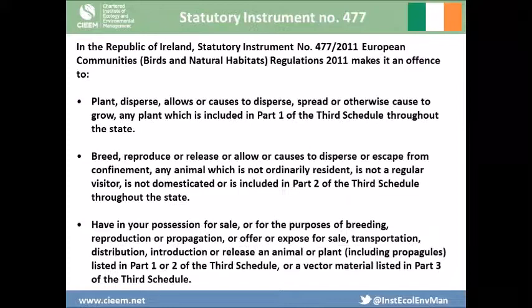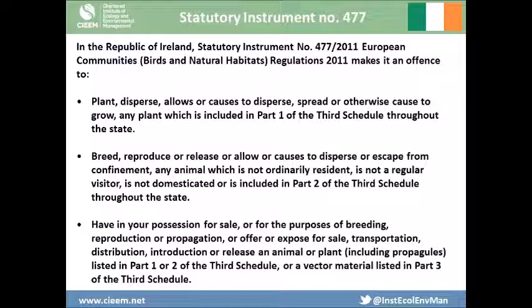In Ireland, the situation is slightly different. And if anything, the regulations are more strict than in the UK. So through statutory instrument number 477, catchy title, there are pretty stringent rules relating to preventing the spread of invasive species. Whereas for plants in the UK, it was plant or otherwise cause to grow, in the Republic of Ireland, it's plant, disperse, allow, or cause to disperse, spread, or otherwise cause to grow any plant included in part one of the third schedule, so that's their version of Schedule 9, throughout the state. So they're not even just restricting it to the wild, it's anywhere in the Republic of Ireland you can't allow an invasive plant to disperse.